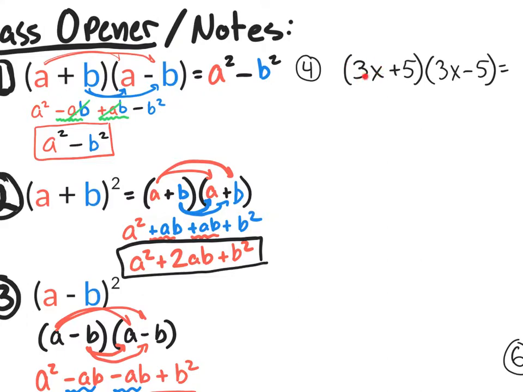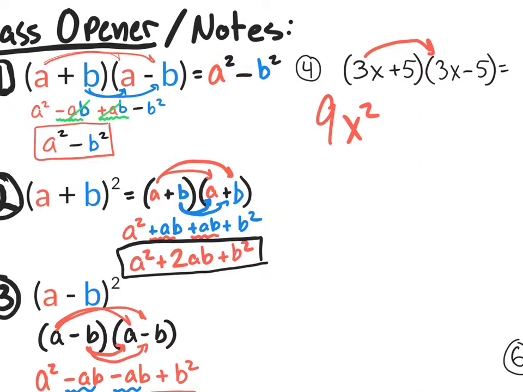So a is 3x. So what is a squared? That would be 3x times itself. So what is 3x times itself? 9x squared, right? 3x times itself is 9x squared, okay? Now, technically that comes from this, 3x times 3x, right? So if you say (3x) squared, you're saying 3x times 3x, that's really 9x squared, okay? And that's actually the first part of your answer, a squared.